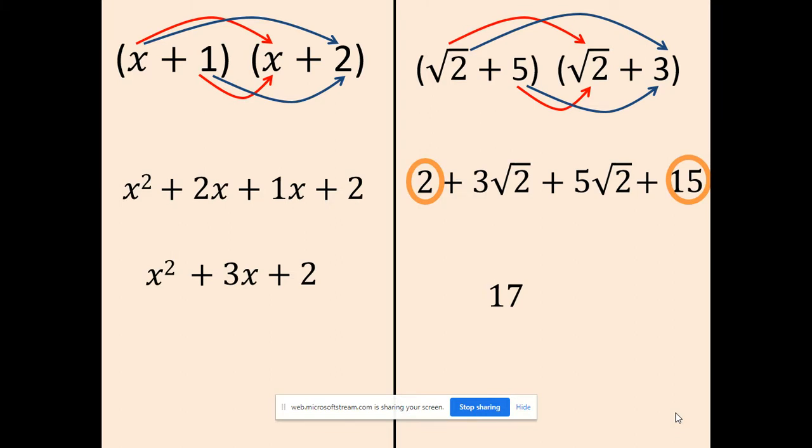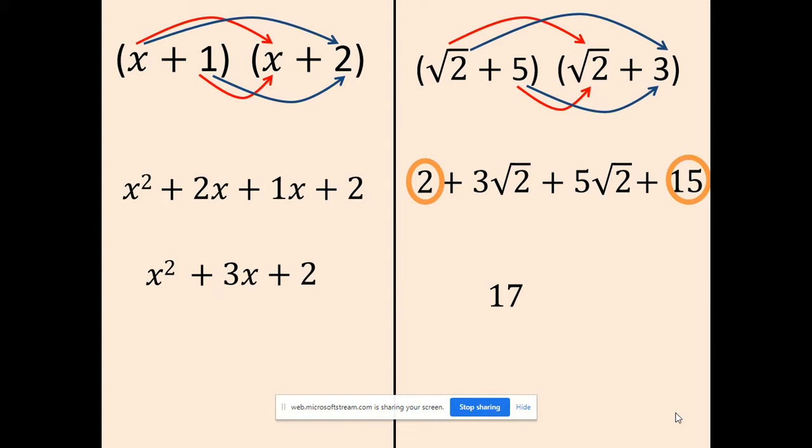So I can add that 2 and the 15 together and it gives me 17. Then I can add the two terms in the middle because they both have root 2's, okay? So they're both in a family of root 2's. So think of it as 3x plus 5x. Would I be able to add them? Yes. 3x plus 5x would be 8x.